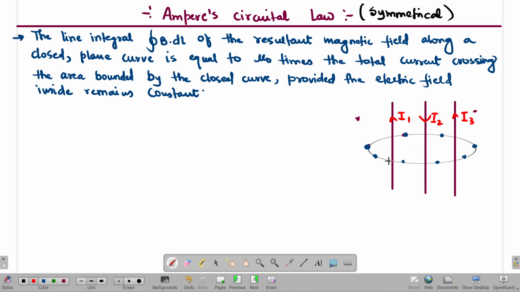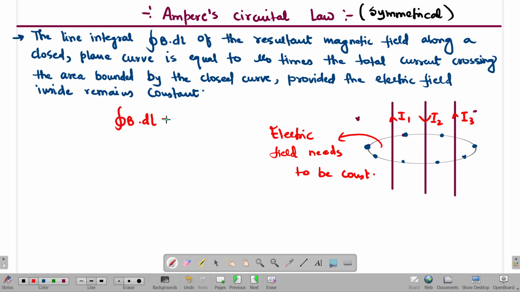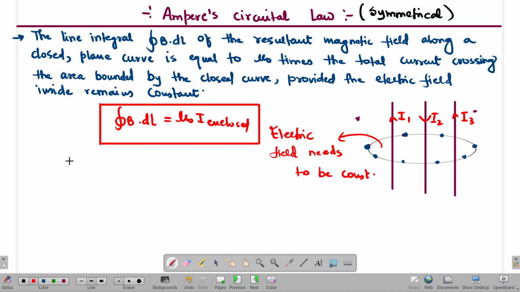But the condition is very simple: inside it you must keep your electric field constant. You can ask me, sir, why? There is a reason: if I change my electric field, the current will start to vary, and as the current varies, the magnetic field at each point will never remain constant. So this is why we need to keep our electric field constant. In formula form, it is given as B dot dl equals mu naught times I enclosed. And this is called Ampere's circuital law. This is a statement.